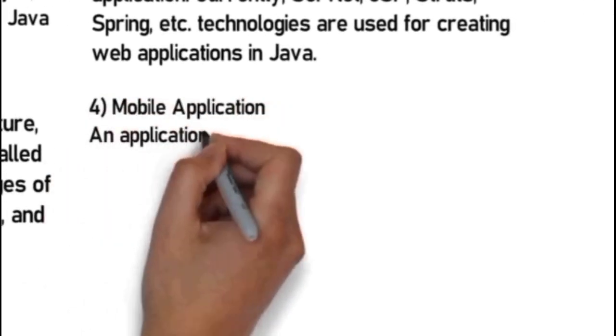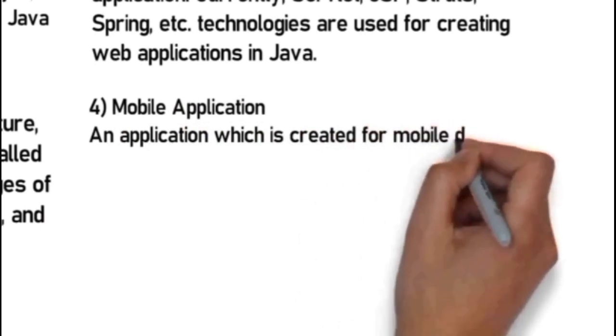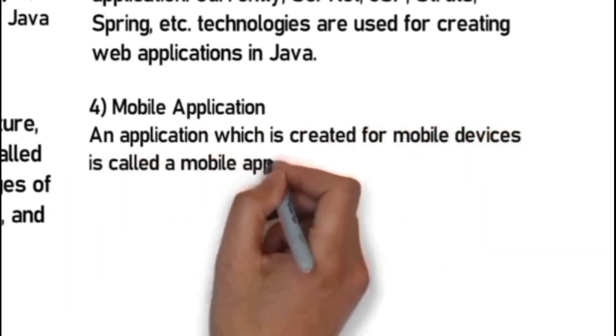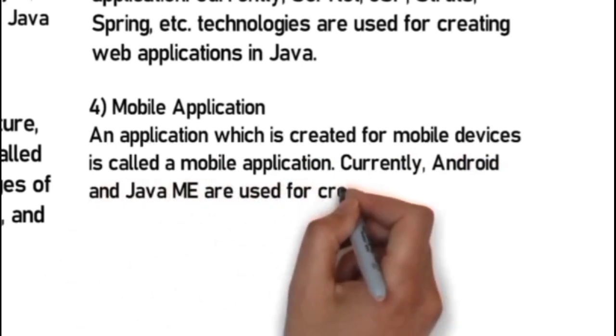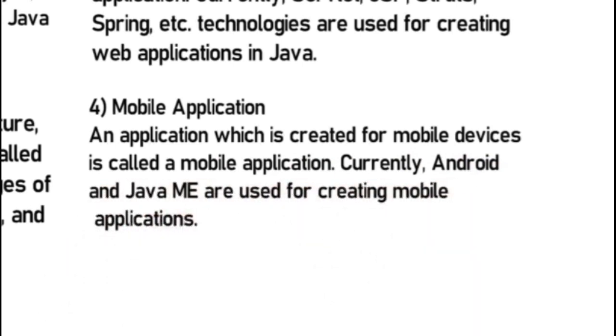Mobile application. An application which is created for mobile devices is called a mobile application. Currently, Android and Java Micro Edition are used for creating mobile applications.